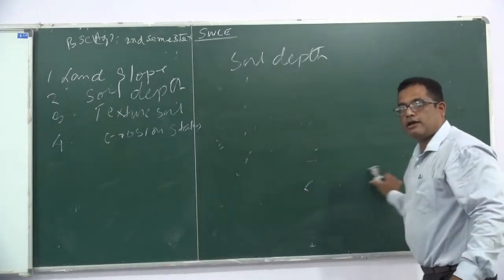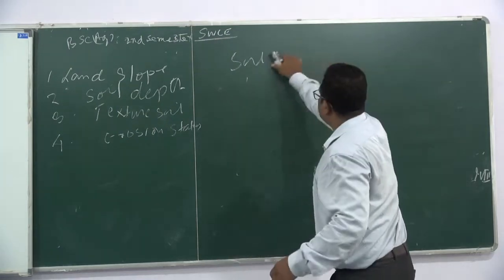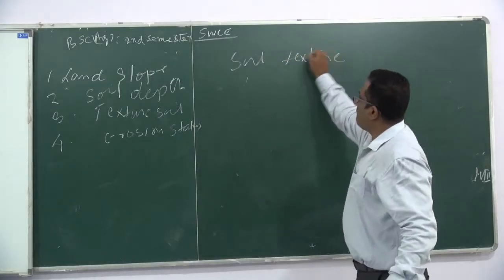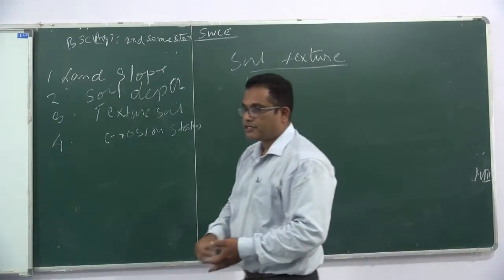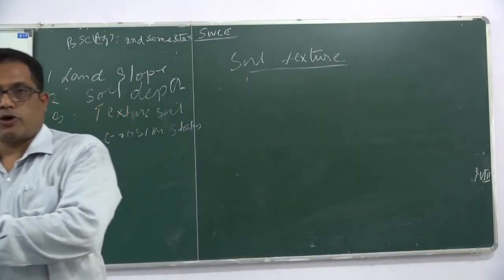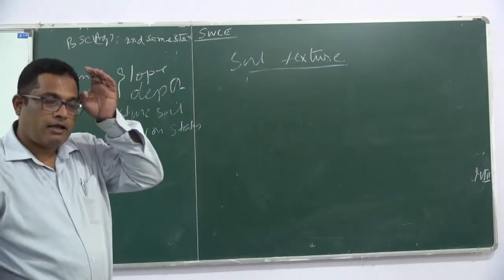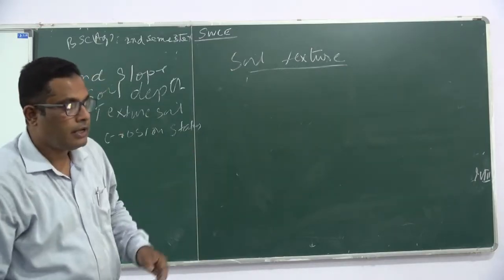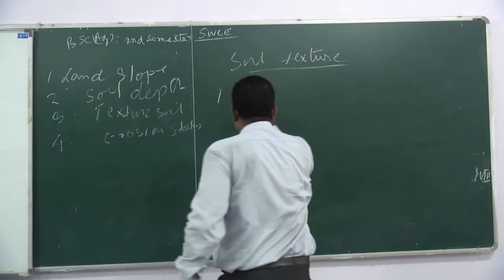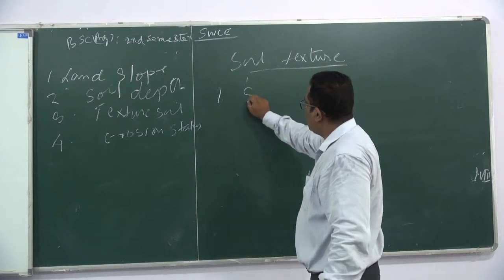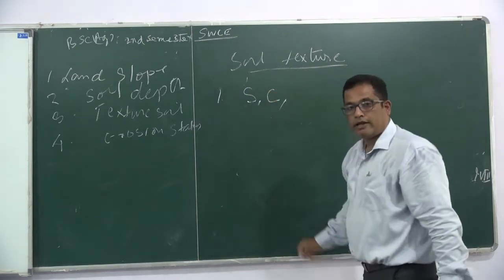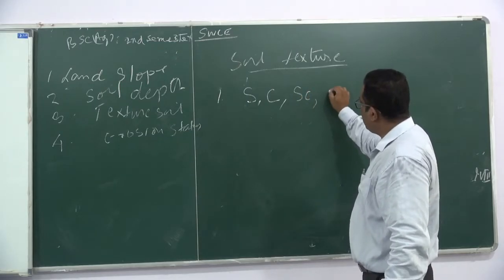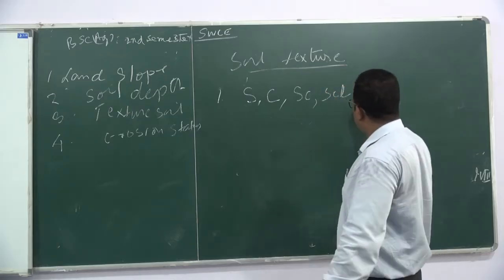Now coming to soil texture. What is texture? Texture is the proportion in which the soil particles, according to their particle size, the proportion of sand, silt and clay in a particular soil or aggregate, that is your soil texture. Soil texture can be sand, it could be clay, it could be sand, clay, loam.